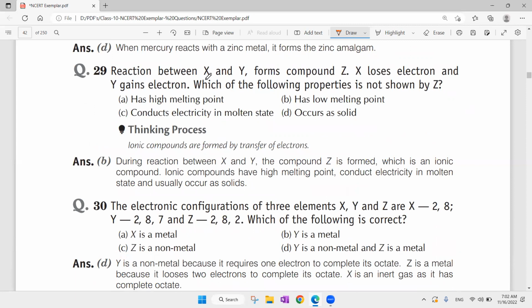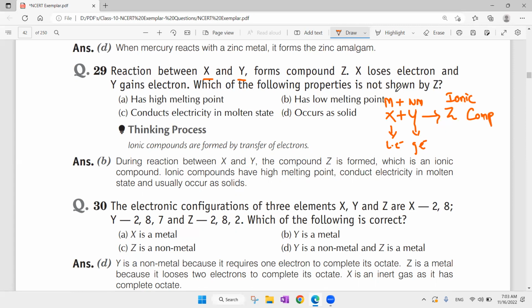29. Reaction between X and Y forms Z. X plus Y gives rise to Z. X loses electrons and Y gains electrons. Y is a non-metal, sir. Very good. X is a metal, Y is a non-metal. So metal plus non-metal gives an ionic compound, simply put. It is a salt. For example, sodium and chlorine give sodium chloride. That is known as an ionic compound.